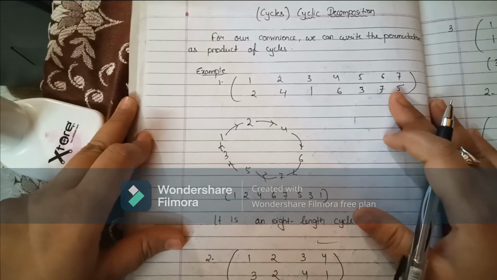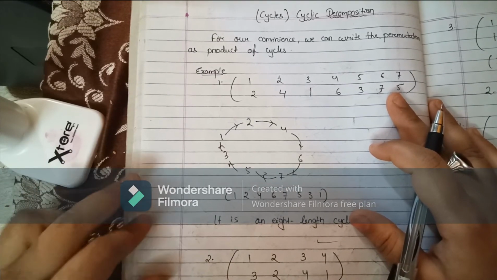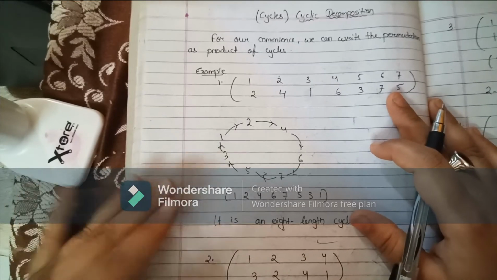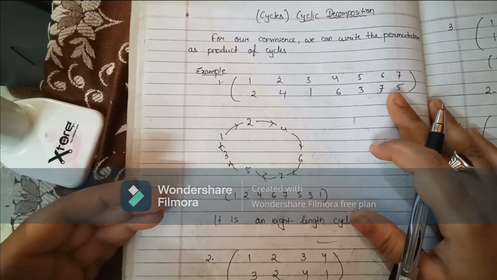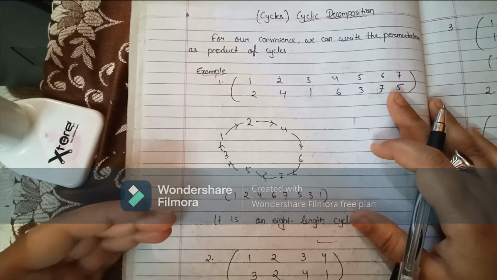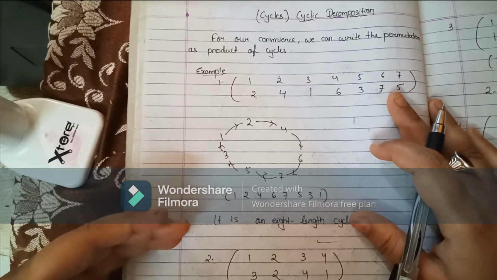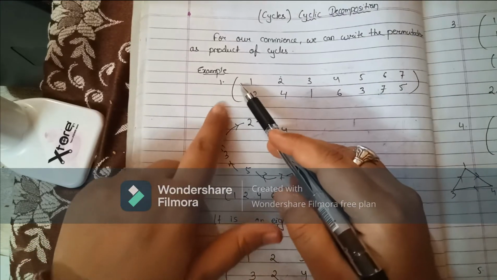Now it came to cycles. That means we can represent this permutation as cycles also. It is not necessary that every time we can form any permutation as cycles, but whenever it is possible or there is any cyclic order, then it is easier to represent it in cycles. How? Look, here example number 1.